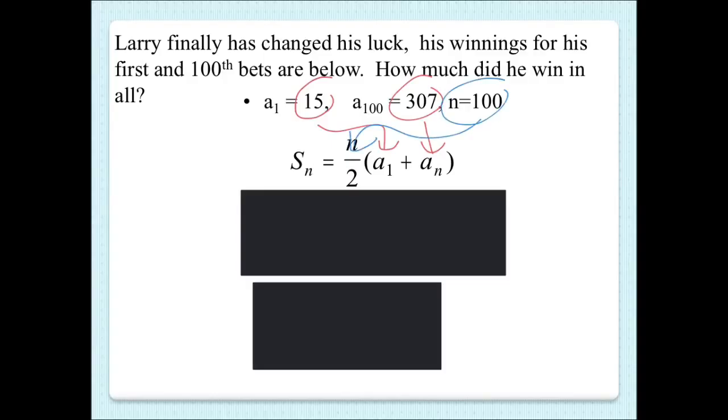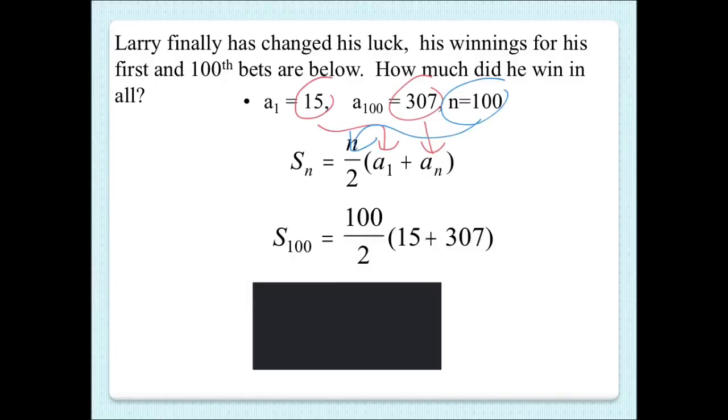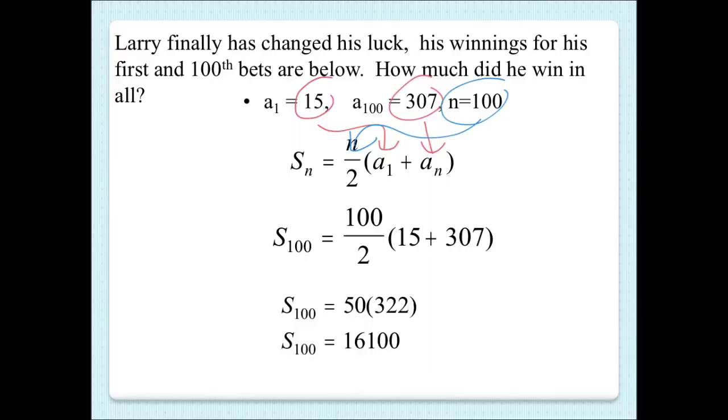So when you plug in your information, again, the first term goes in for a1, the last term goes in for an, and then we know he made 100 bets, so that's going to go in for n, which will give us our formula. So we have S100, or the sum of the first 100 bets, is equal to 100 over 2 times (15 plus 307). When we simplify all of that, we get that the sum of the first 100 bets is equal to 50 times 322, or that Lucky Larry won $16,100. So he's a pretty good gambler.